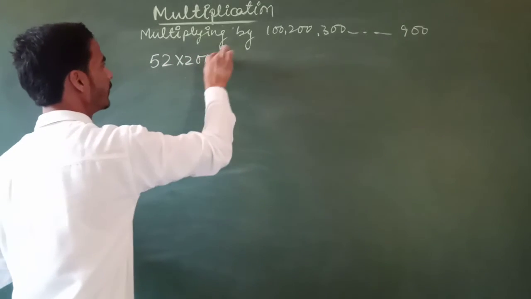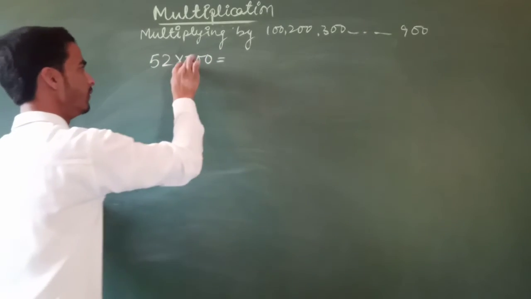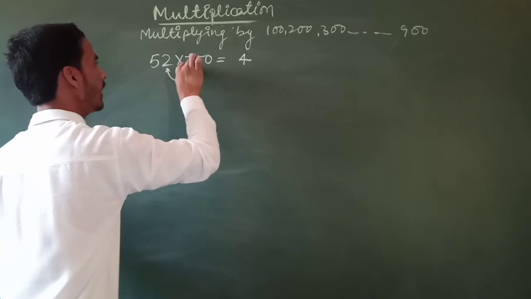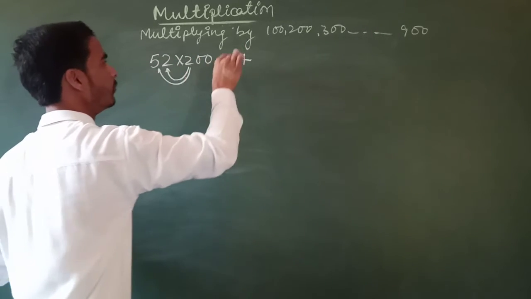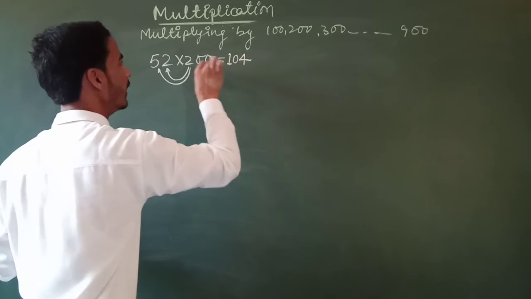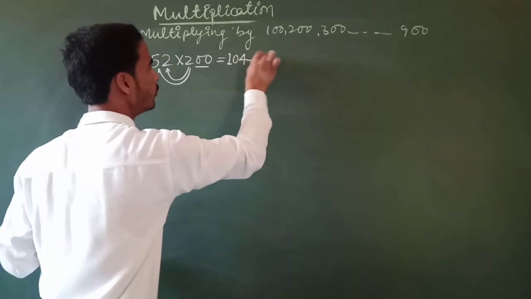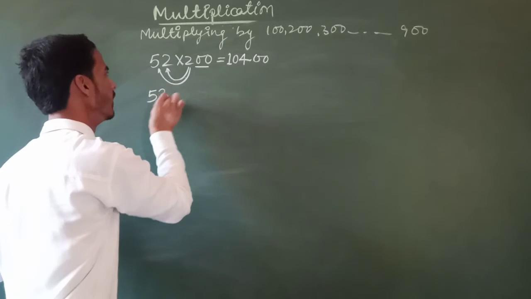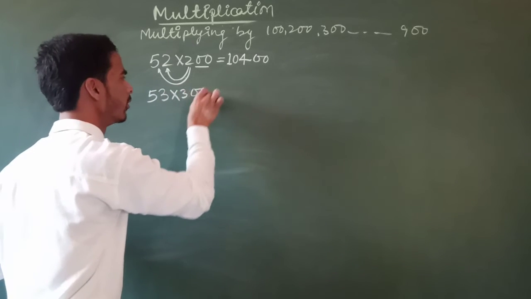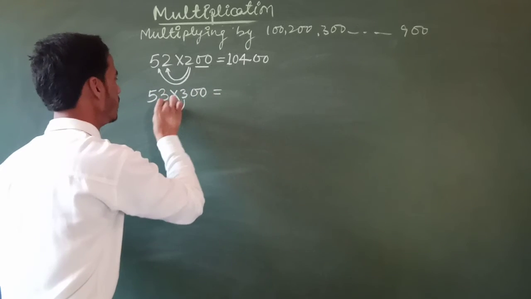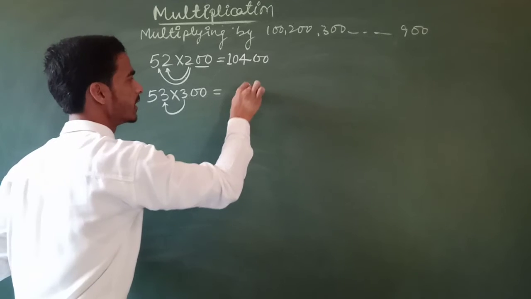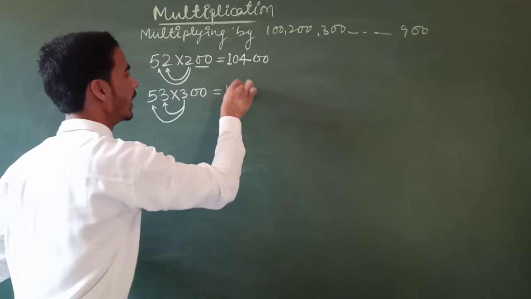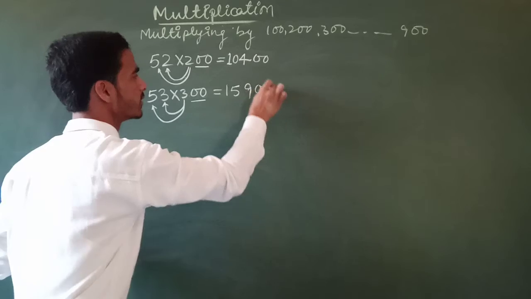Let's listen here. What we have to do? Firstly, we multiply 2 by 2. 2 twos are 4 and now we multiply 2 by 5. 2 fives are 10 and there are 2 zeros, so we have to place 2 zeros more. 53 multiplied by 300. Firstly, we multiply 3 by 3. 3 threes are 9 and now 3 fives are 15 and so we have to place 2 extra zeros.